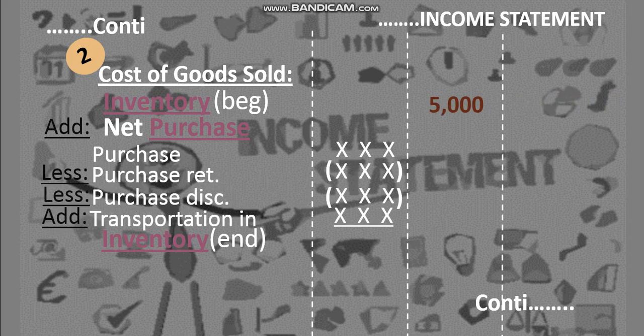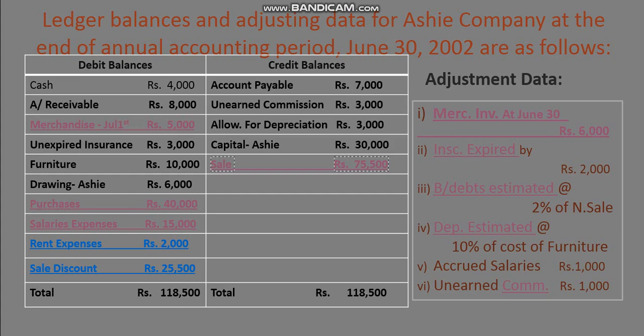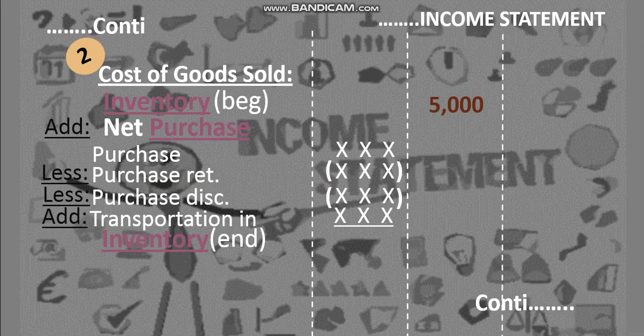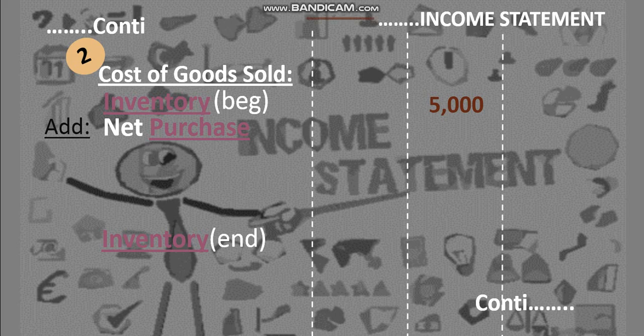The net purchase consists of purchases, purchase return, purchase discount and transportation in, which we will write in the first column. So let's find the values from the ledger balance. We can find the purchases on the debit side of the ledger balance. Here the purchases is 40,000, while purchase return, purchase discount and transportation in are not given in the ledger balance. So this purchase becomes net purchase and it will be written in the second column. When we add it with the inventory beginning, we will get goods available.